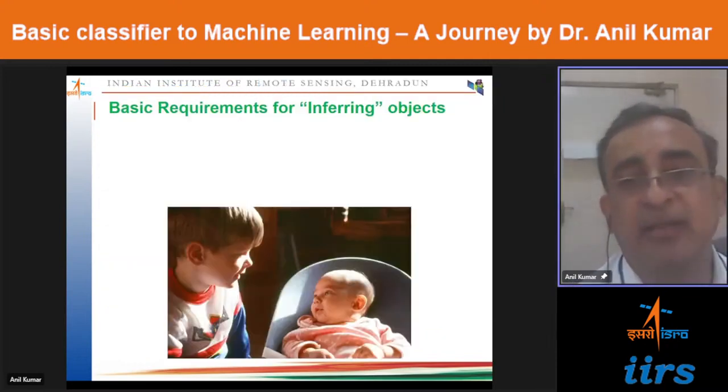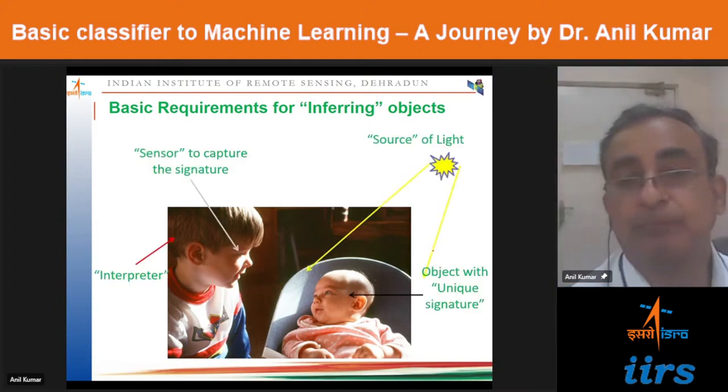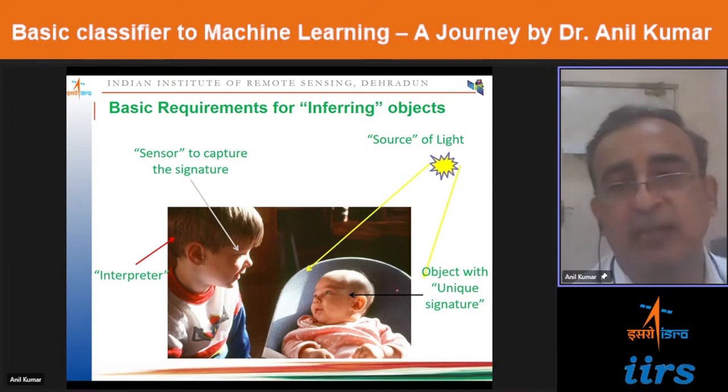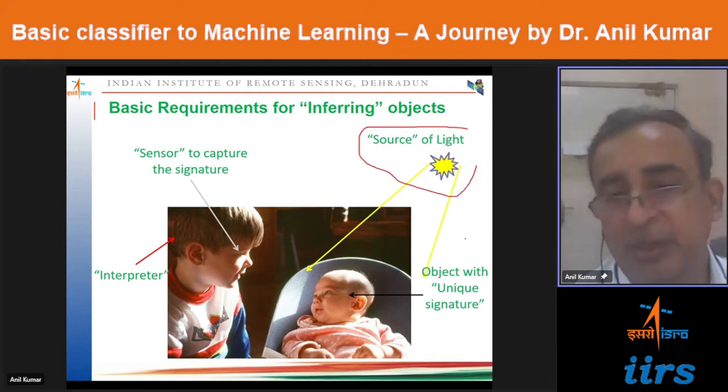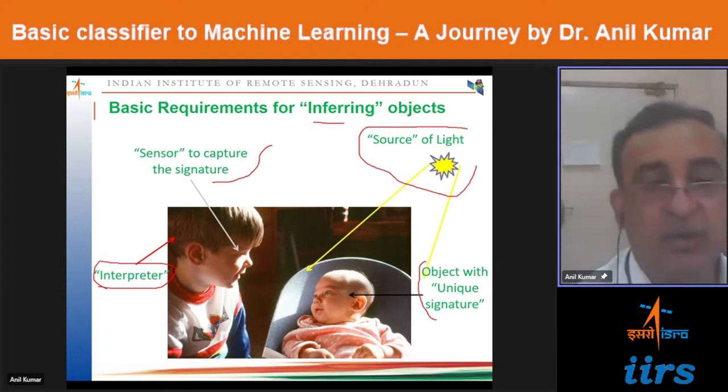Basic requirements for inferring the objects, you can see here. One is your source of light. For inferring the objects or to recognize the object, what is required? A source of light is required, which is falling on the object, then object with unique signature. When the light is falling, the object is giving the unique signature, and that signature is captured by sensor as a signature. And then on that signature, the interpretation is done in the brain to recognize that this is a baby, for example, as per this photograph. So this is a basic way of inferring the objects as a requirement.